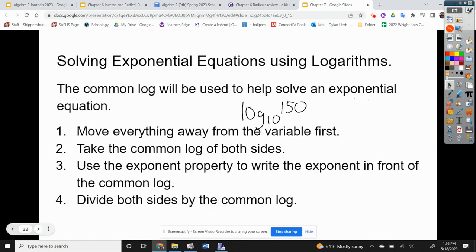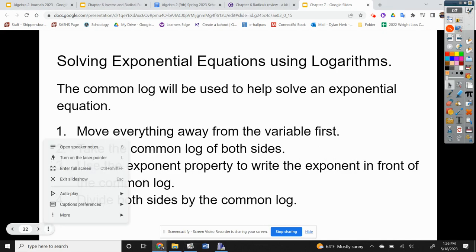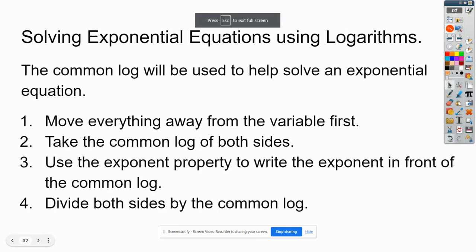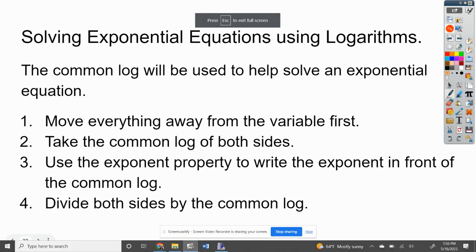Okay, and so we're going to use that log button on our calculator to help us solve these exponential equations. So let's go full screen. The common log is going to be used.